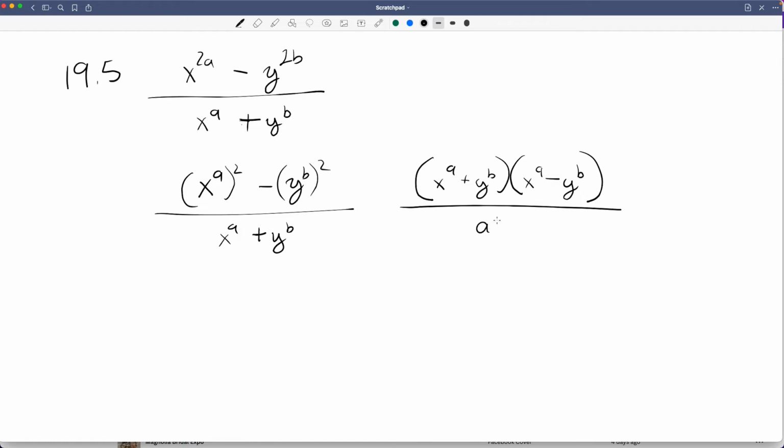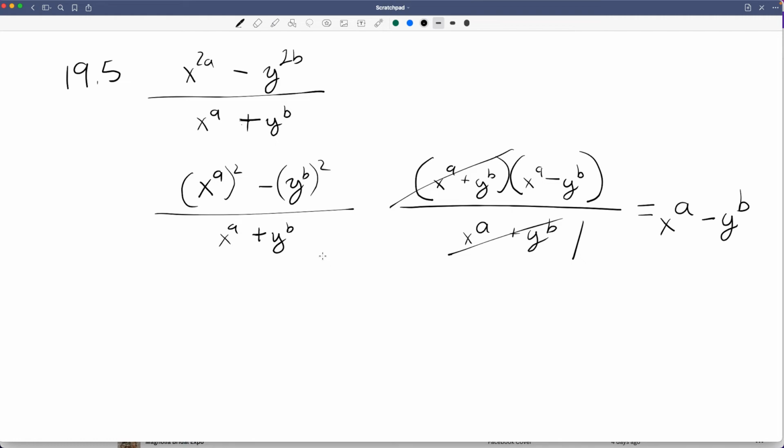So then that allows us to then cancel this. We can cancel that one and that one. That leaves one on the bottom, which makes this a whole number. So our answer resolved or reduced or simplified, whatever you want to call it, is this. x to the a minus y to the b. And that's all we have.